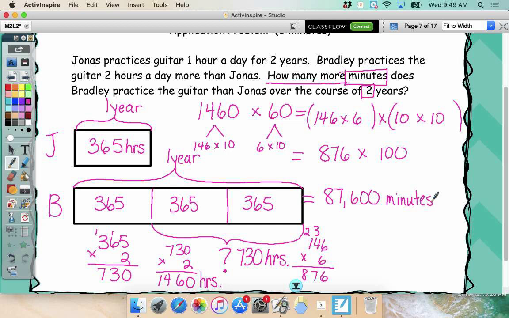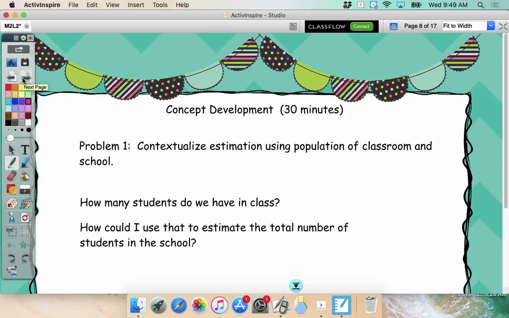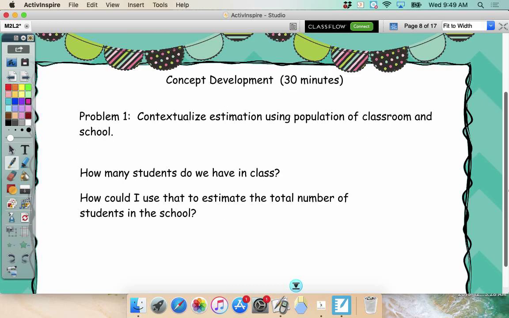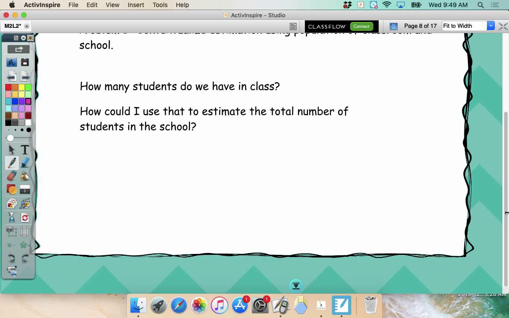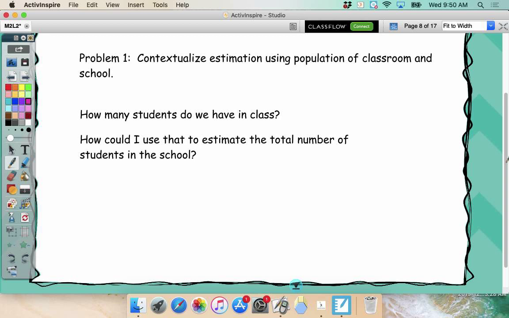That was a really good problem. I like it. Okay. So now for the lesson. And we don't have a lot of time, so we're going to start with this part, and I'll probably have to finish recording this to an empty room. Okay, so you're going to work with your table group. Okay? And we have to figure out the population of the classroom and the school.